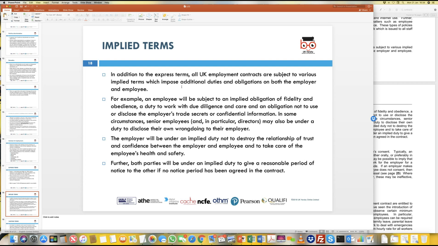Okay. Now, implied terms are essentially covered under an implied duty not to destroy the relationship of trust and confidence between the employer and employee, so that sometimes you are not pressing on with inhumane working hours for the employee without compensating them or paying them for a reasonable period if they have been asked to work those extra hours.